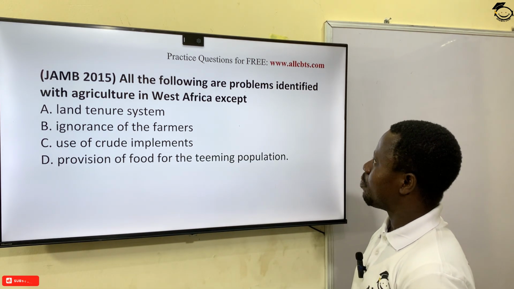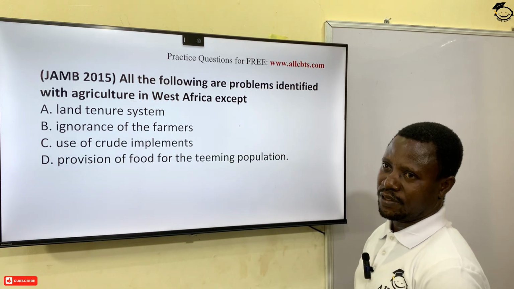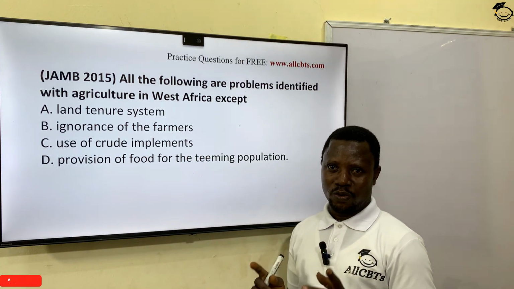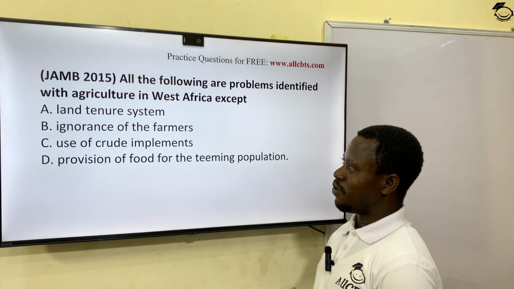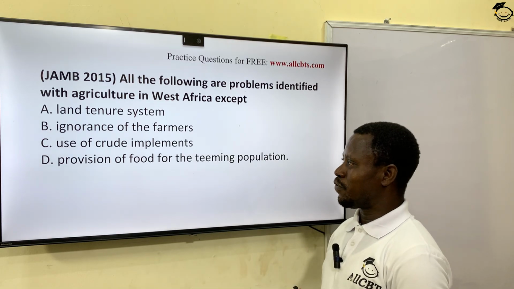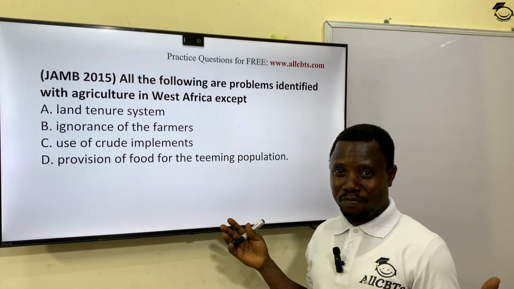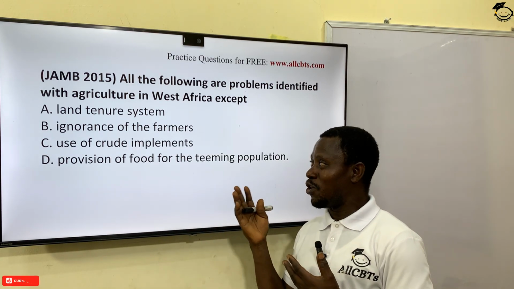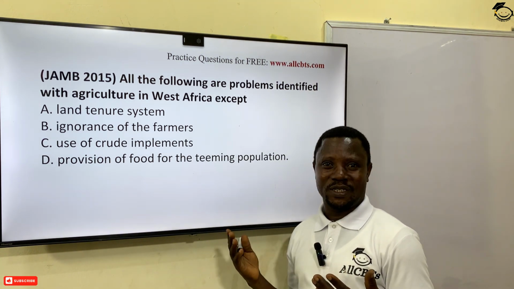All the following are problems identified with agriculture in West Africa except, the word except again. All these are problems in agriculture, only one is not. Let's see. Land tenure system, ignorance of the farmers, use of crude implement, provision of food for the teeming population. If you are providing food for the teeming population, is that a problem? No. That is a plus for us. In fact, that is the ultimate of any society, particularly in Nigeria. This is where we are aiming and going.